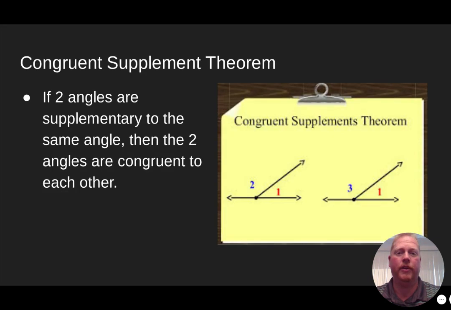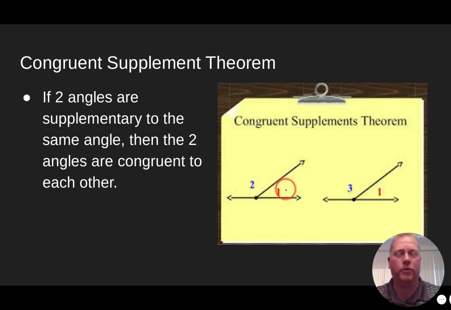All right? So the first one is the congruent supplement theorem. If two angles are supplementary to the same angle, then the two angles are congruent to each other. That's basically saying that angle 2 and angle 1 are supplementary. They add up to 180. You can tell because they're a linear pair. Okay, they are two angles that make up a straight line.